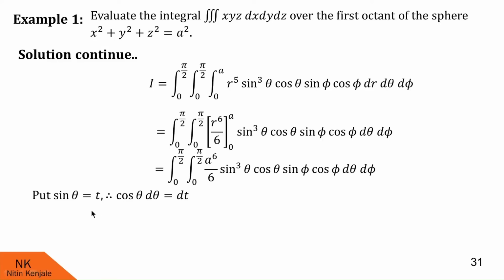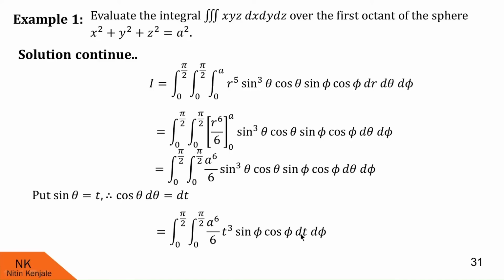For that, we are going to use substitution. Sin theta is equal to t. After differentiating, we will get cos theta d theta is equal to dt. Let us substitute sin theta is equal to t over here. So we will get t cube here, and cos theta into d theta will become dt. Like this, t cube into dt. So sin phi and cos phi d phi will remain as it is.